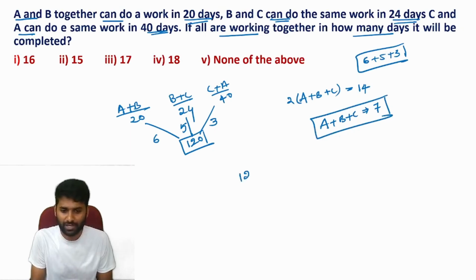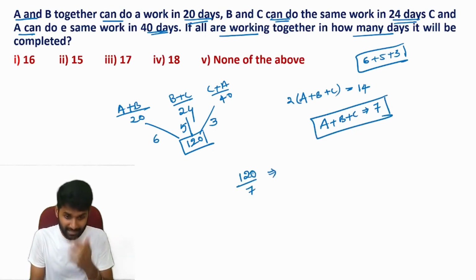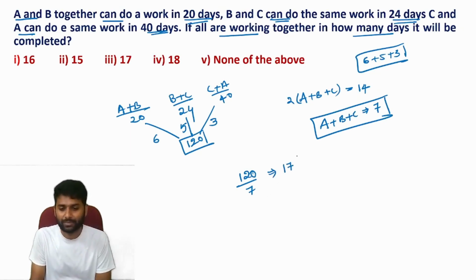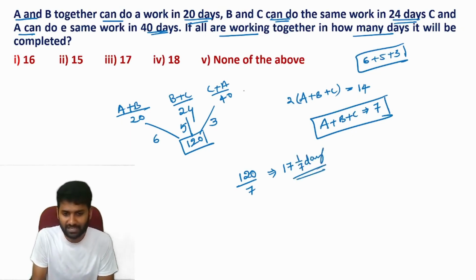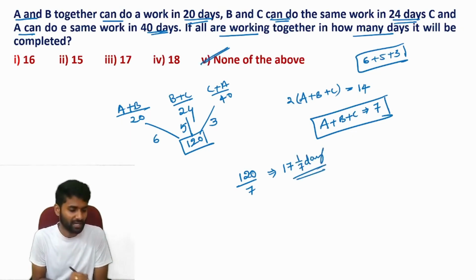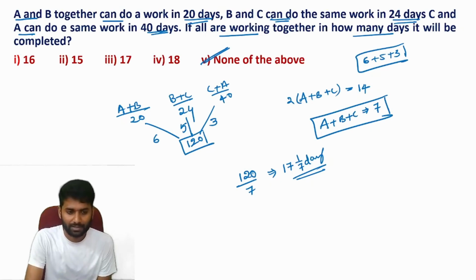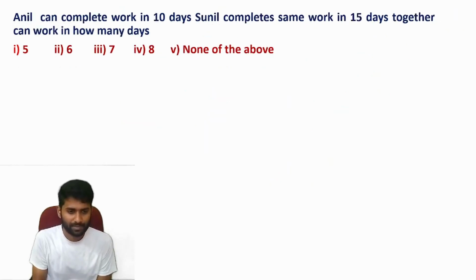Now again the question: if all work together, how much time does it take? If you go through the further calculation, guys, 7 multiplied by 17 gives you 119. So the remainder is 1 by 7 days. Again, you never see any fraction in the options, so choose the answer none of the above. Let's go through this question.